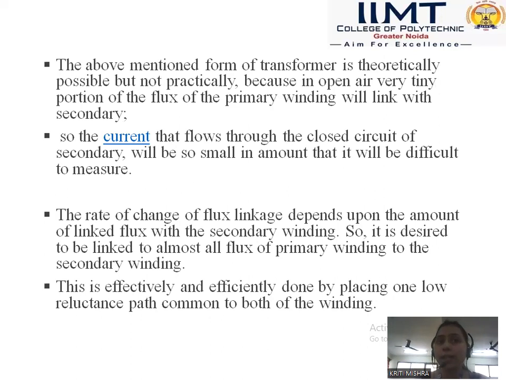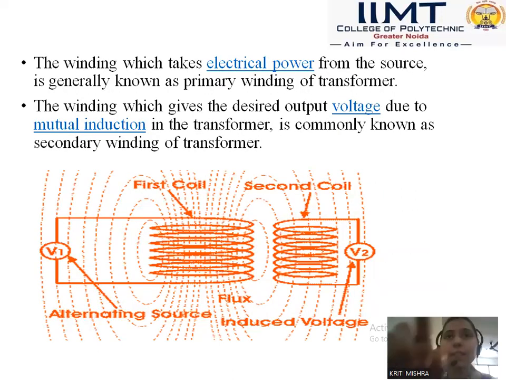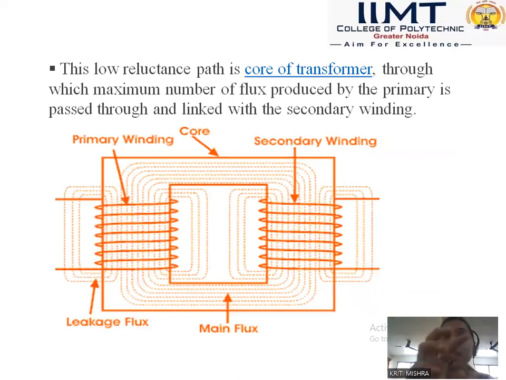So what is that low reluctance path material? This low reluctance path is the core of the transformer. We can see in this picture that air is the medium for primary and secondary linking. And in this slide, we have a core which links primary flux to the secondary and has minimum leakage. You can see this portion is having minimum leakage. This is the leakage part and all the rest are linking parts, flux linking.